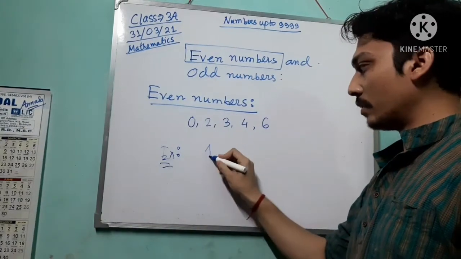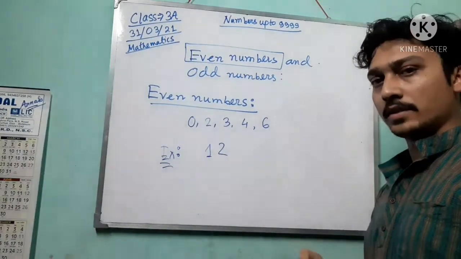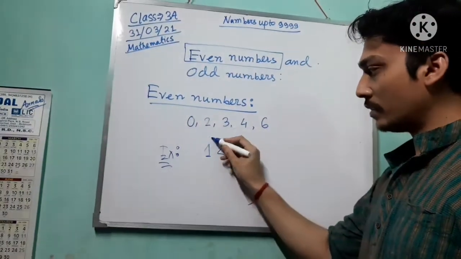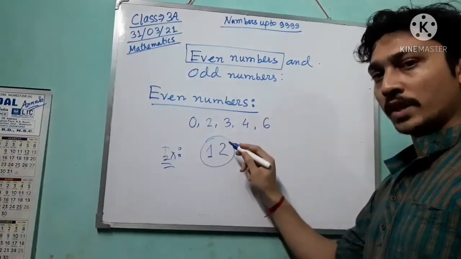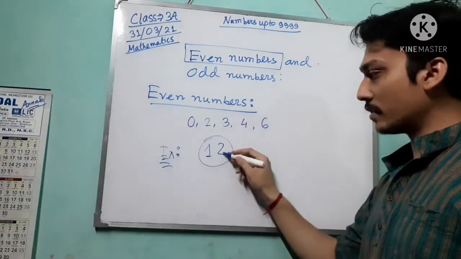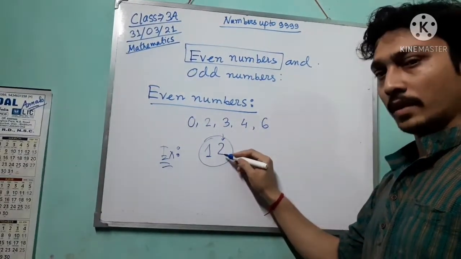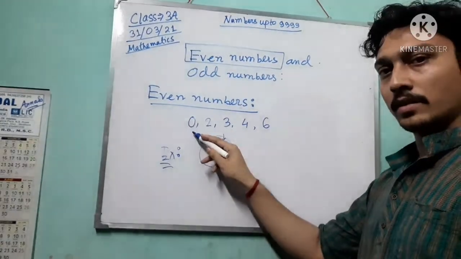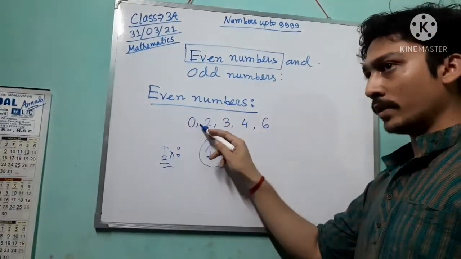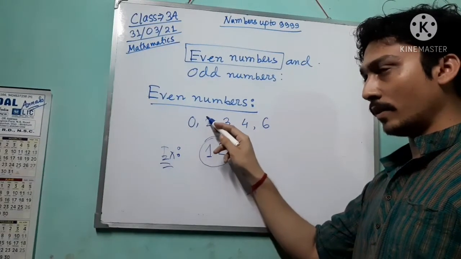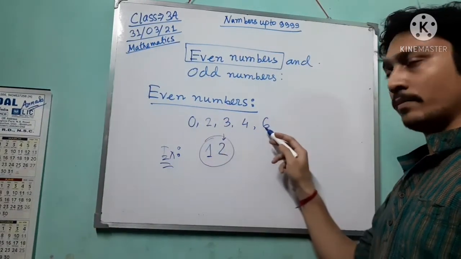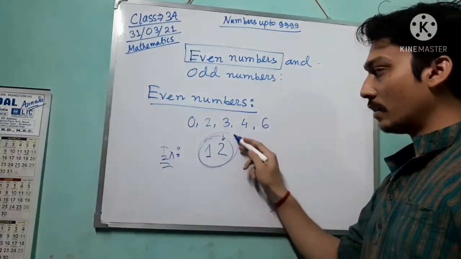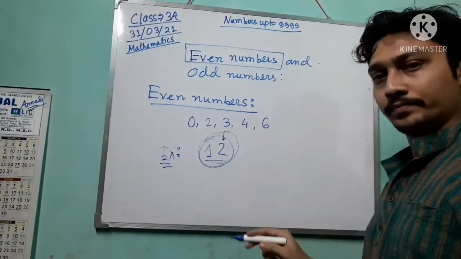Example: 12. Is it an even number? Yes, because this is a 2-digit number, so you have to check the ones place. What is the ones place? This. And what is the number? 2. By the definition, if the digit in the ones place is one of them, then it will be an even number.